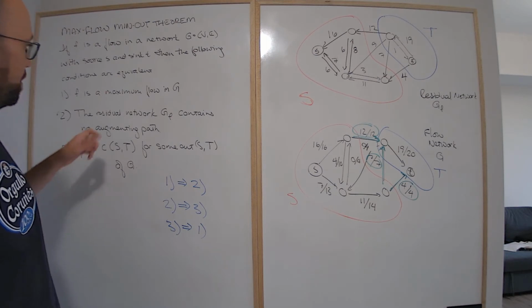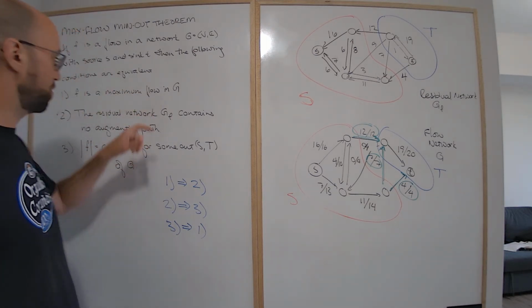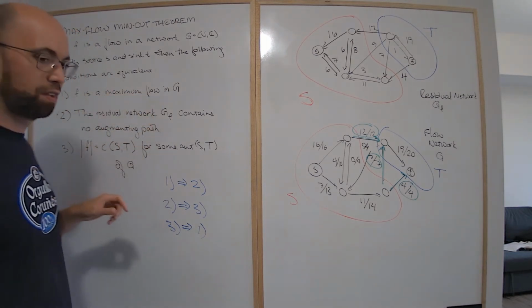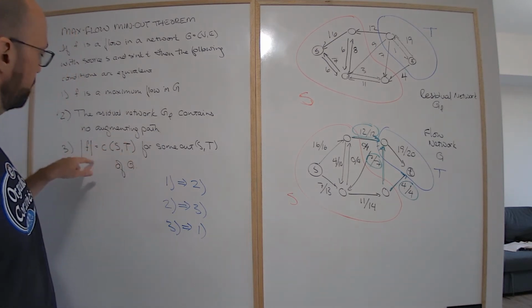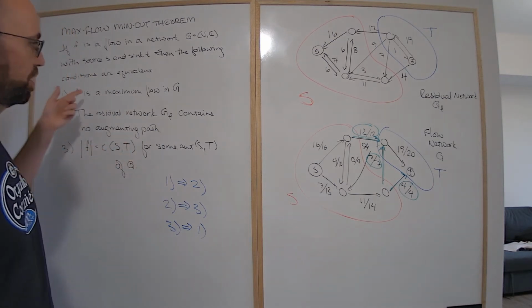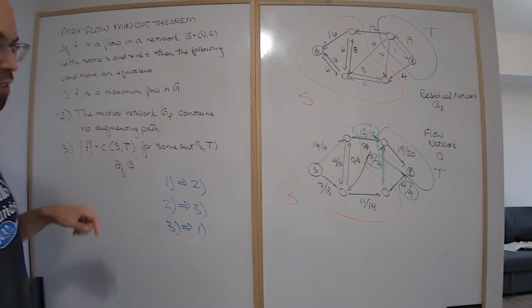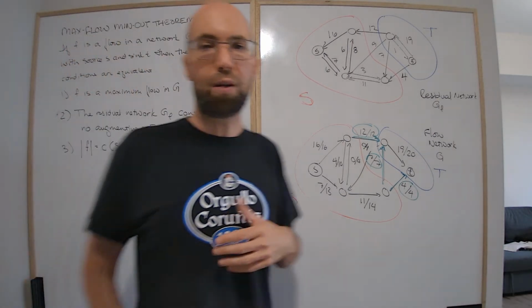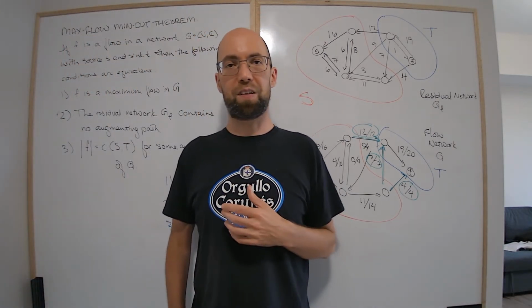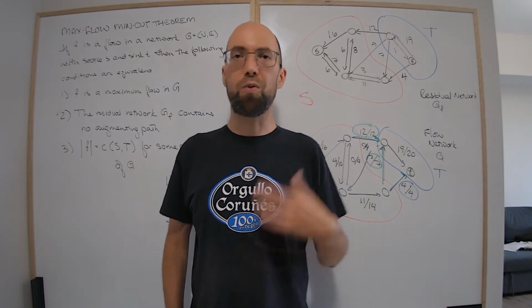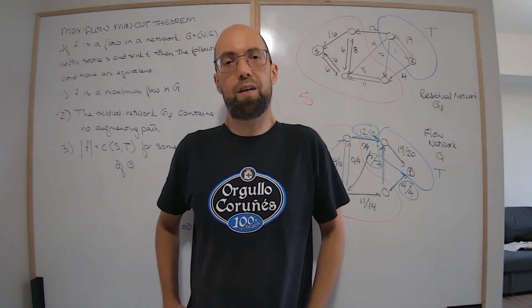So the tricky thing, if you forget the algorithmic stuff, if you take 2 out, it's easier to still show that 3 implies 1, but then it's harder to show that 1 implies 3. So this is why it's cool to use augmenting paths. It's cool to know about augmenting paths even if you don't care about the algorithmic stuff.